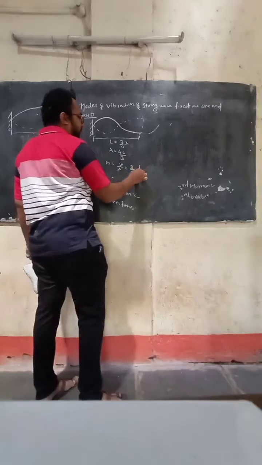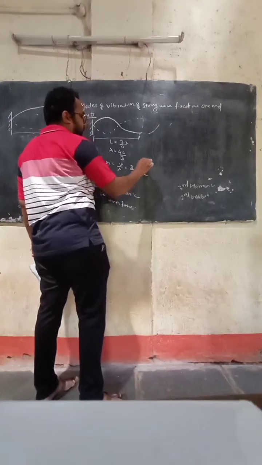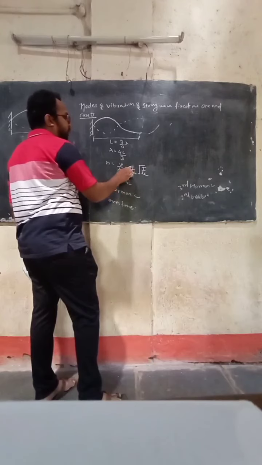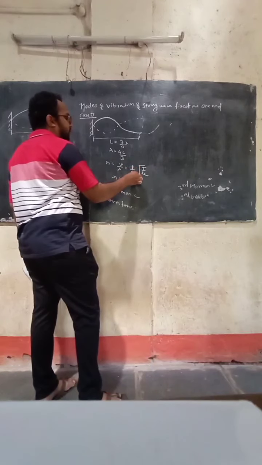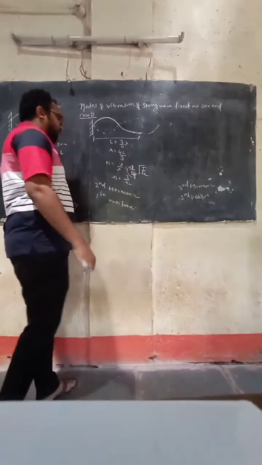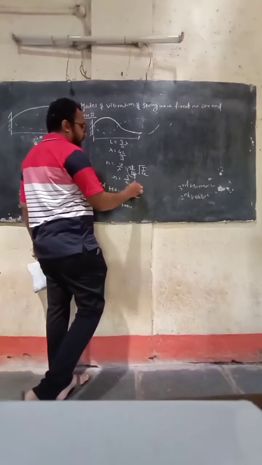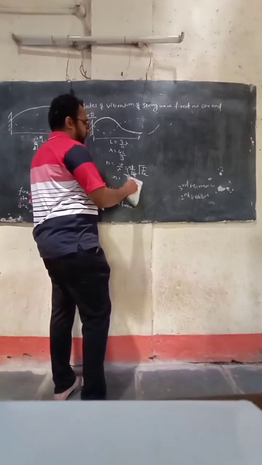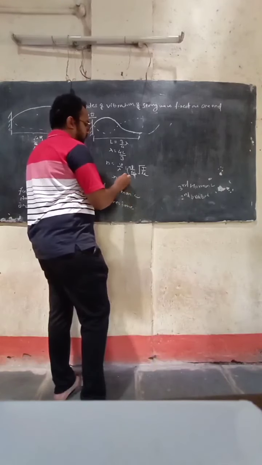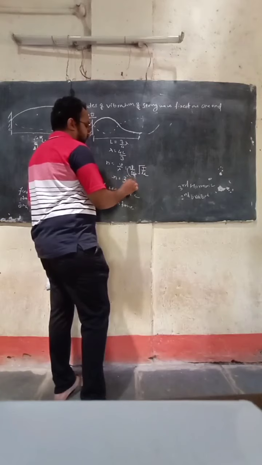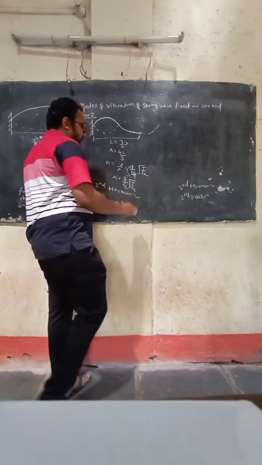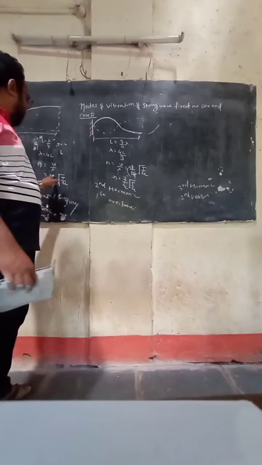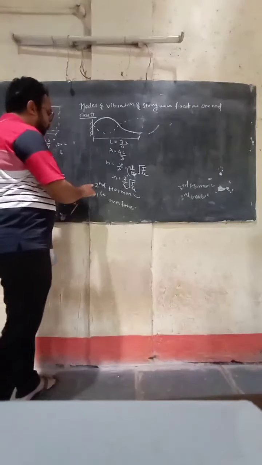So 3 upon 4L under root T by mu. So this frequency is 3 upon 4L, or you can write here 1 upon 4L by 3. This 3 comes to numerator. 3 upon 4L under root T by mu. Now see, compare this to the first: 4L and under root are present. So in place of 1 here it is 3, then it is called third harmonic.